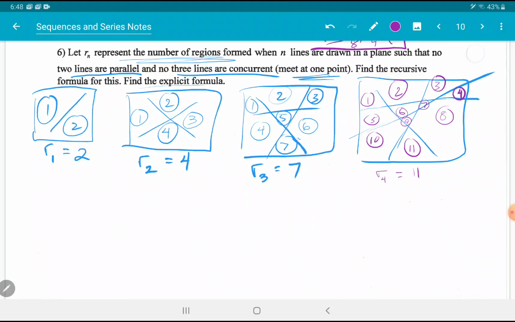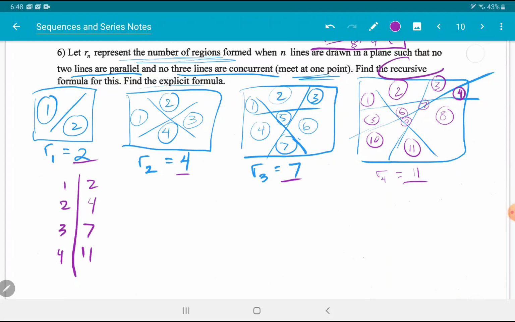All right, so with that said, let's go ahead and use these numbers and build our table. We have 1, 2, 3, 4 as our term numbers, and notice the values that we now have are 2, 4, 7, and 11. And these are the numbers we want to use in creating both the recursive and explicit formula. So let's get to it.